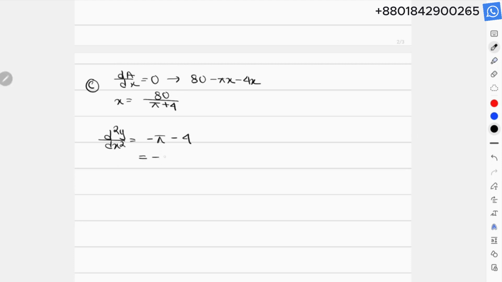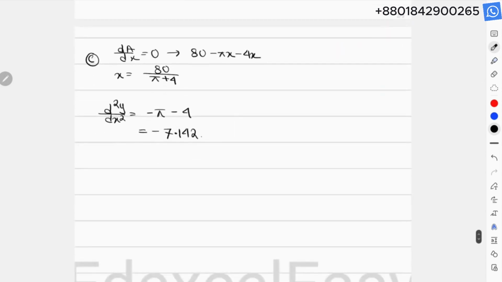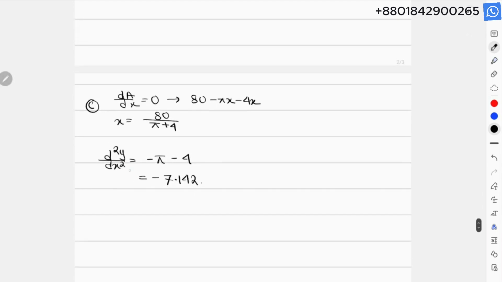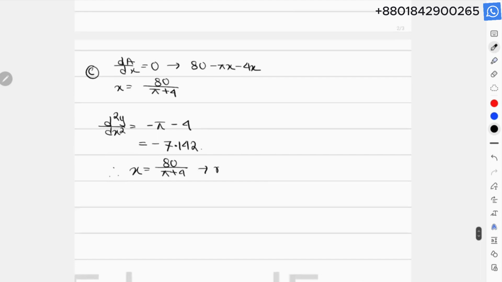So you get the double differentiation value as negative. If you're getting the value for double differentiation as negative, this certainly identifies your value for x as 80 over pi plus 4 as the maximum x coordinate for this situation. You can now see the double differentiation is negative, therefore x equals 80 over pi plus 4 is indeed for the maximum x coordinate, which is correct.